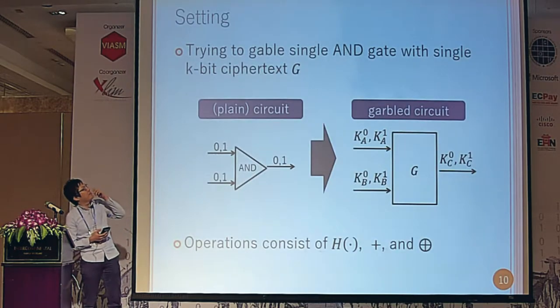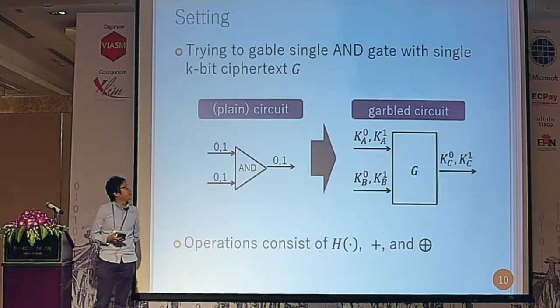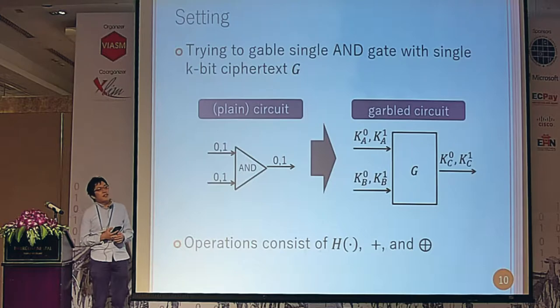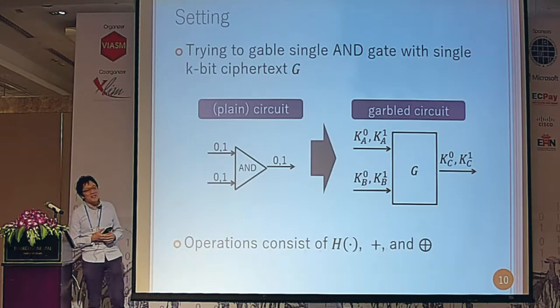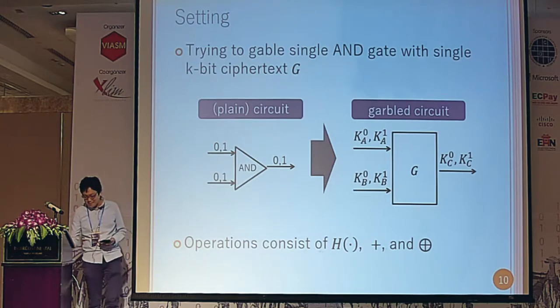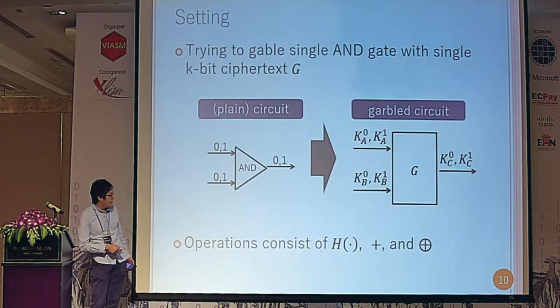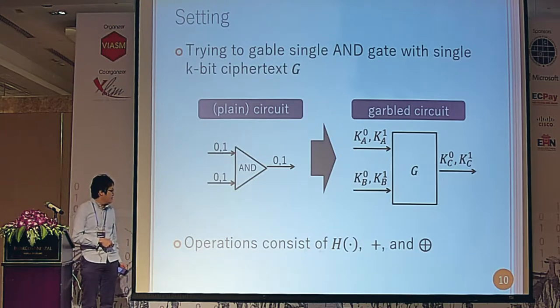Now we explain the setting of garbling a single AND gate. We will try to garble a single AND gate with a single k-bit ciphertext G. And for efficiency reasons, we want all operations to consist of a hash function, addition, and XOR.